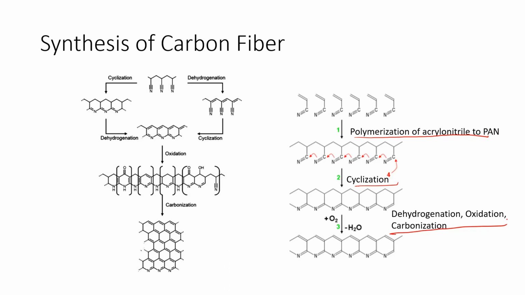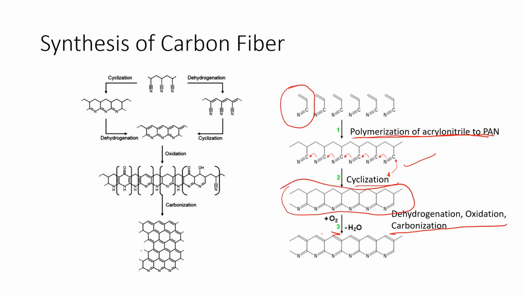The first one is the polymerization of acrylonitrile to PAN. This is the monomer, the acrylonitrile. First we have to polymerize that acrylonitrile to PAN. In the next stage we get this PAN, that is polyacrylonitrile. After we get the PAN, it has to be cyclized, so the next step is the cyclization. After cyclization we will get this one. So this is the third step.